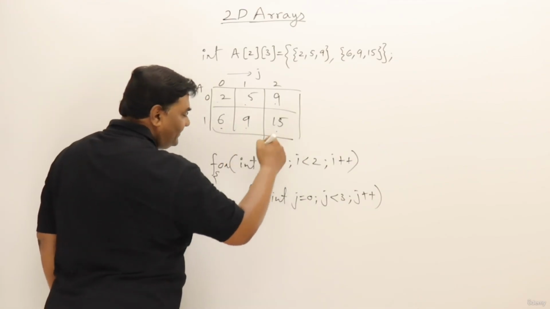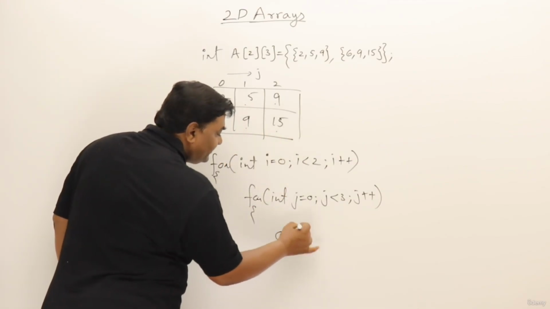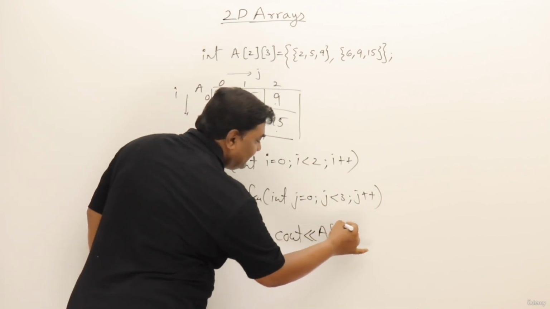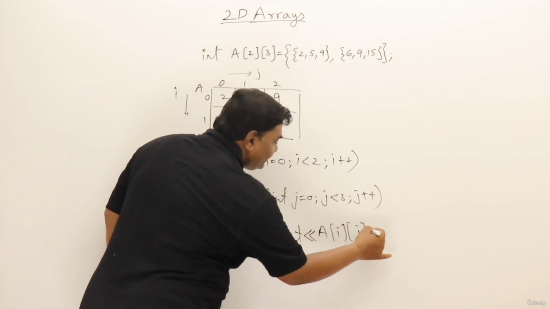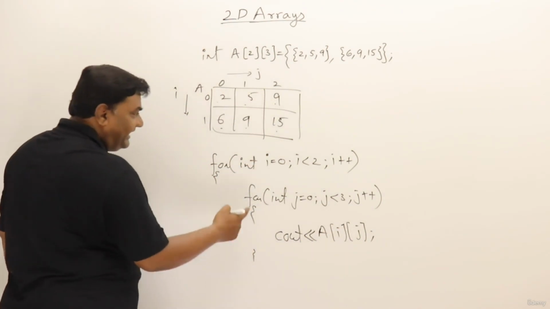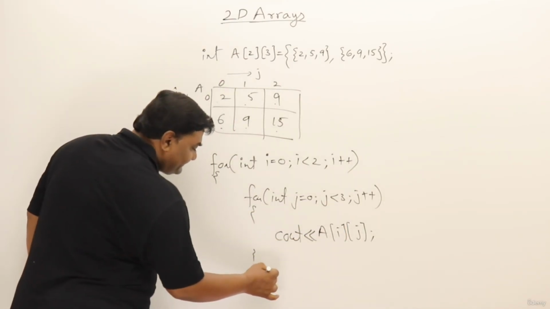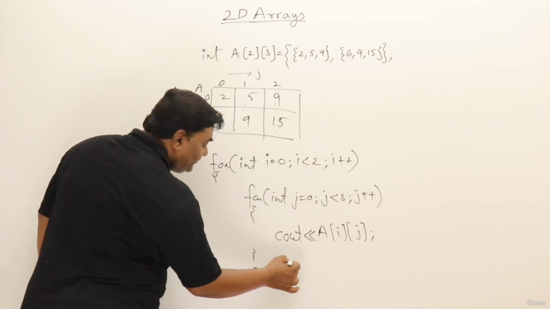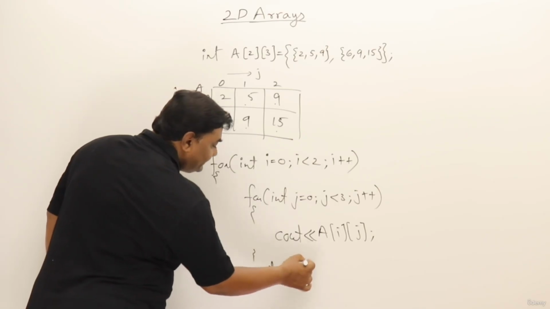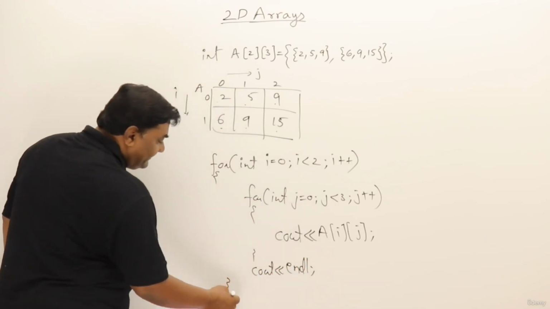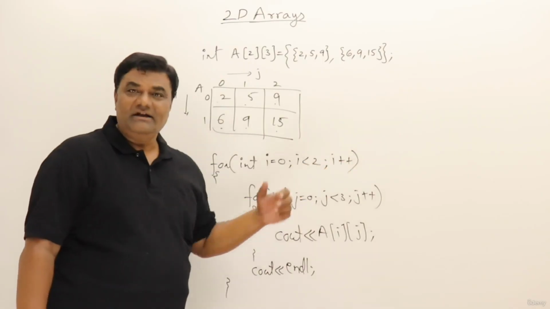That is 1,0, 1,1, 1,2. So cout A of i, j. In this way all the elements will be accessed, and here I am displaying all of them. Now one more thing: after every row I want to make a new line. So say cout endl after this. Now let me write it as a complete program and show you.